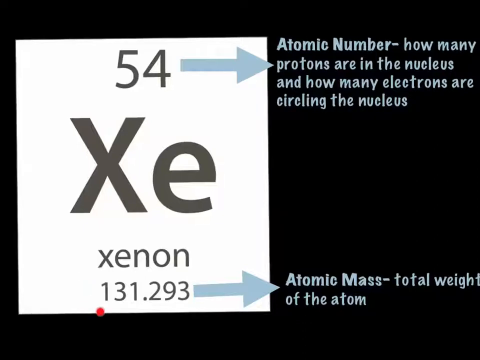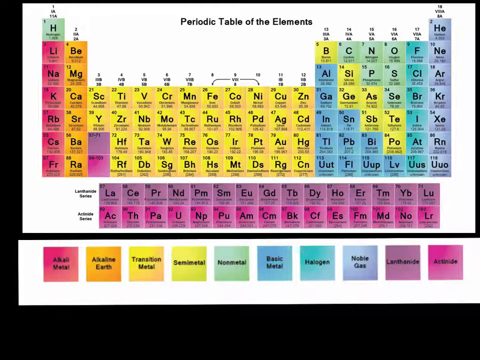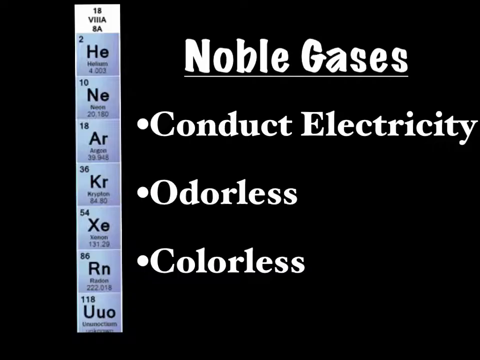Finally, there is a number at the bottom of the box. This number is known as the atomic mass. This is the total weight of the entire atom. The periodic table also separates the elements into 10 different families. These families are alkaline metals, alkaline earth metals, transition metals, metalloids or semi-metals, nonmetals, basic metals, halogens, noble gases, lanthanides, and actinides. These elements are all grouped together because they share some specific characteristics. For instance, the noble gases are all able to conduct electricity, and they are odorless and colorless.